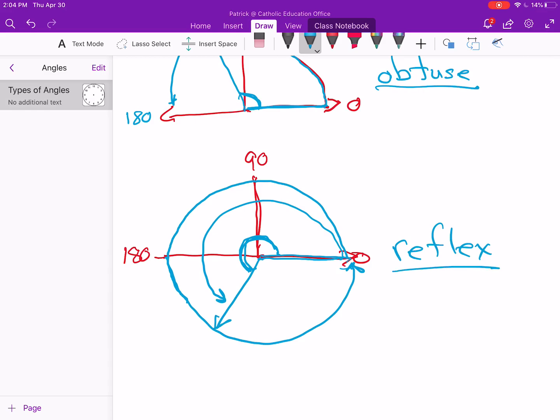So those are the different types of angles. So in your book, you're going to write these names down and draw a picture of each of those angles.